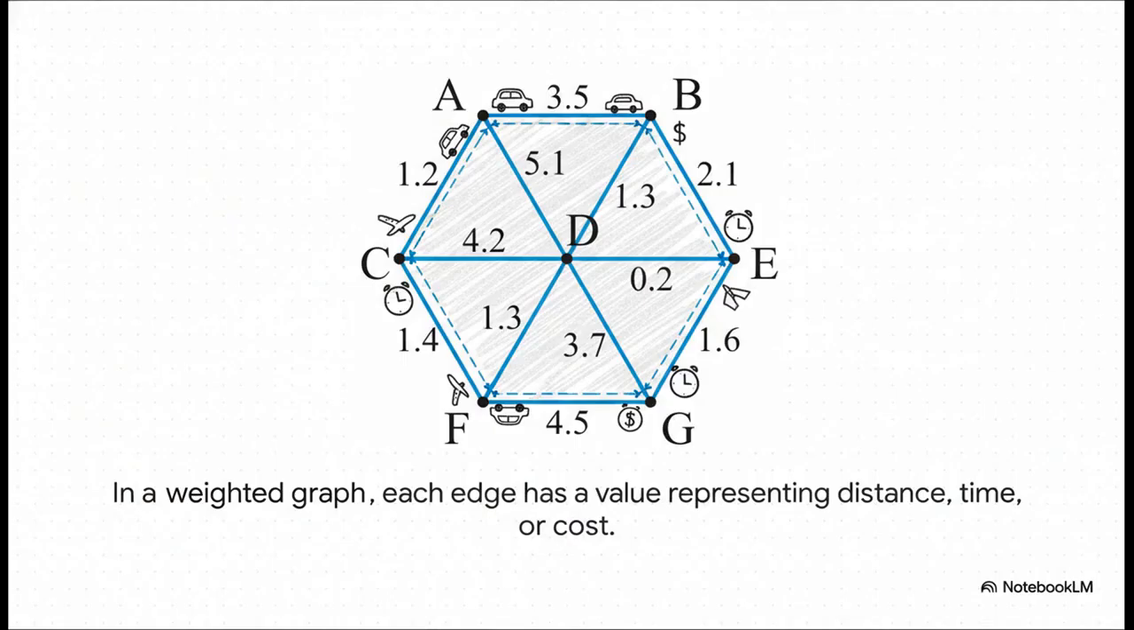This is what we call a weighted graph. You can see here that every edge now has a number on it. That's its weight. And that number can represent whatever we want it to. It could be the distance in miles between 2 cities, the price of a plane ticket, or the time it takes to drive down a certain road.